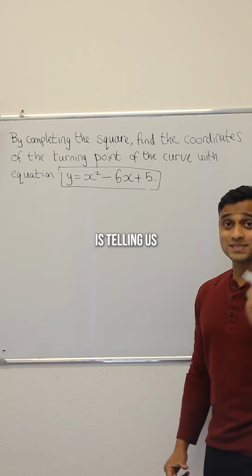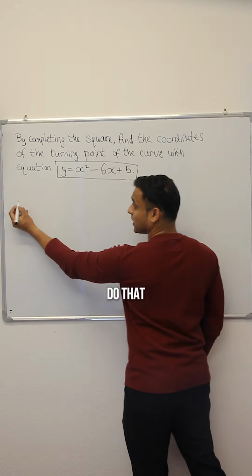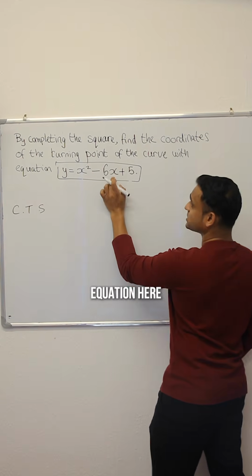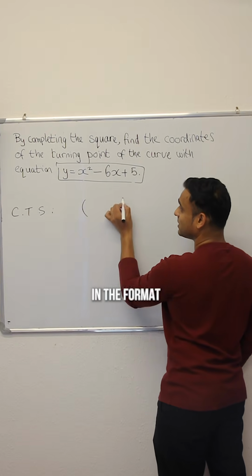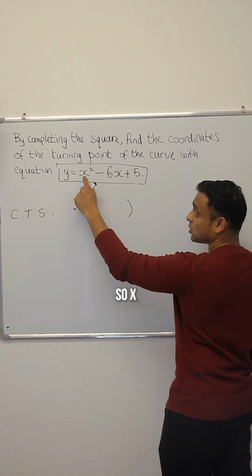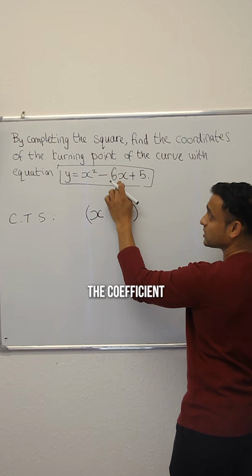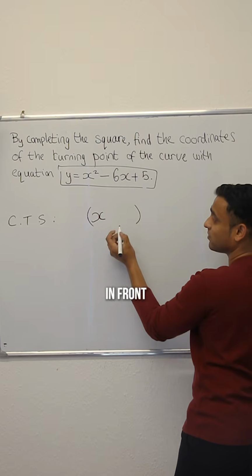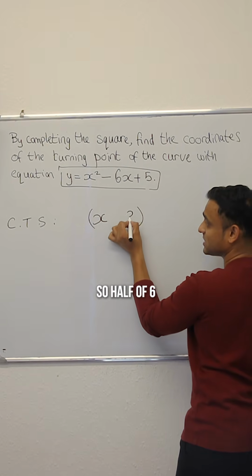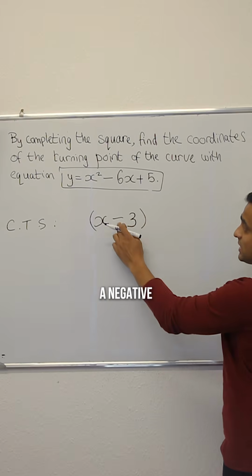So step one is telling us to complete the square. So let's do that. Completing the square on this equation here, all you have to do is write it in the format for completing the square. So x, we square root that and just write it on its own, minus the coefficient of the x. So the number in front of the x, we half that. So half of 6 is 3, and just write that out with a negative to match this.